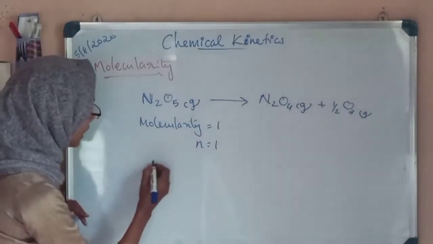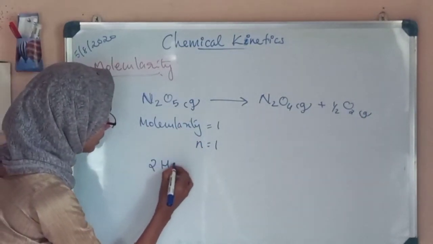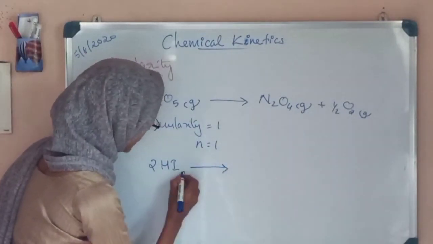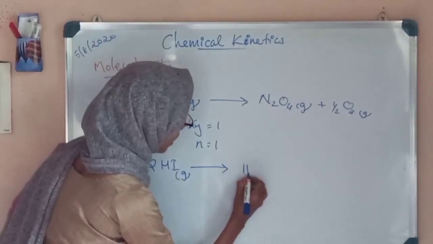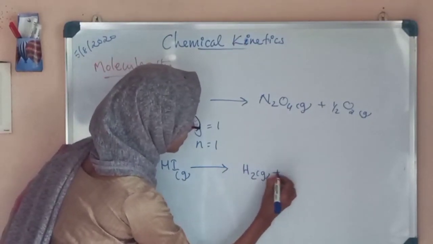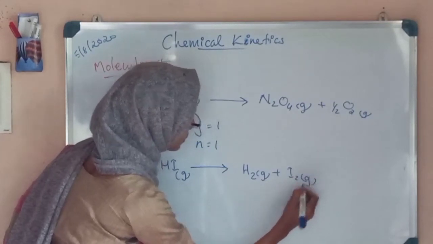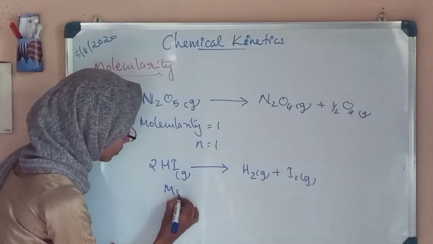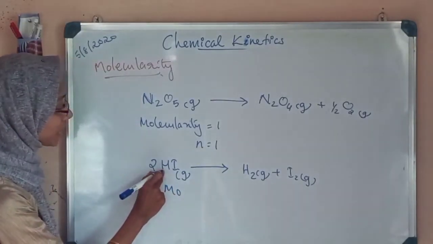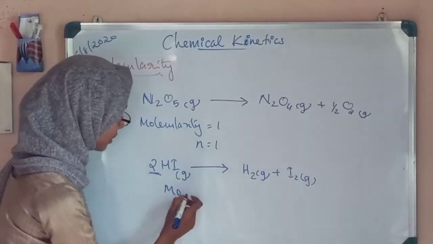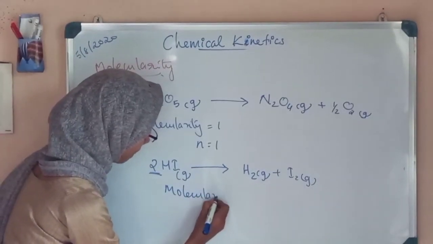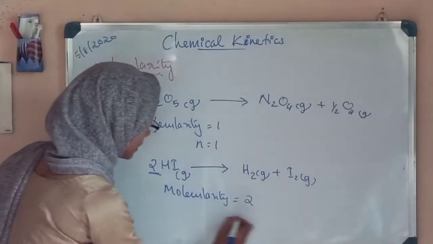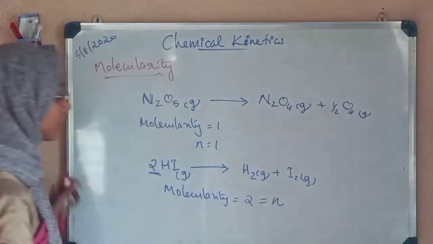And consider another reaction, the dissociation of hydrogen iodide in the gaseous state to give a hydrogen molecule in the gaseous state and iodine, also in the gaseous state. It is also a simple reaction. Here the molecularity is equal to 2, that is, 2 molecules of hydrogen iodide are involved in the reaction. The molecularity is equal to 2, and here the order is also equal to 2.